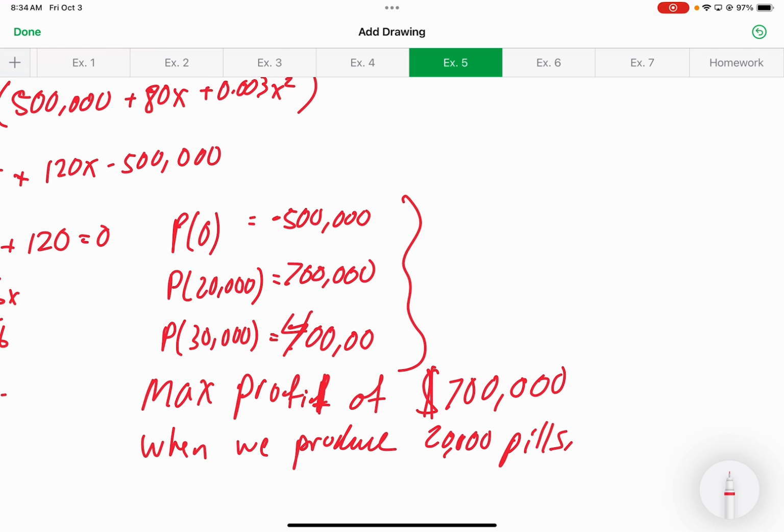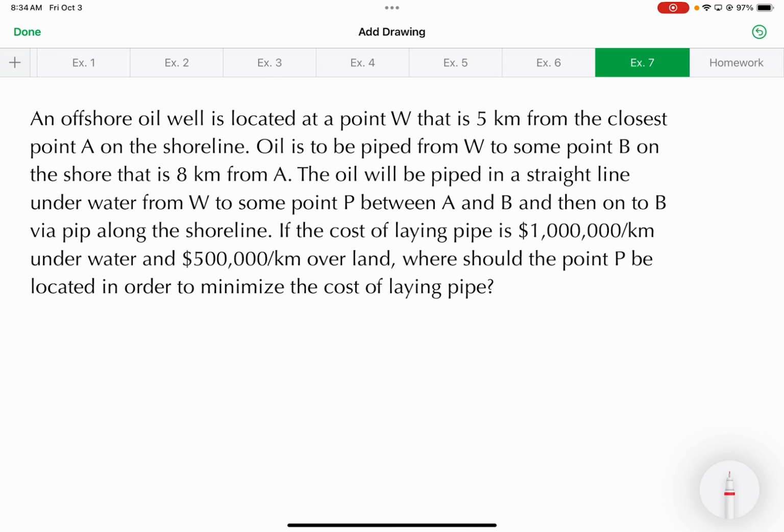Does that make sense? The process can't change, because you're taking the derivative and setting it equal to 0, no matter if you're finding the min or the max. So, okay, that's a lot of words, guys.